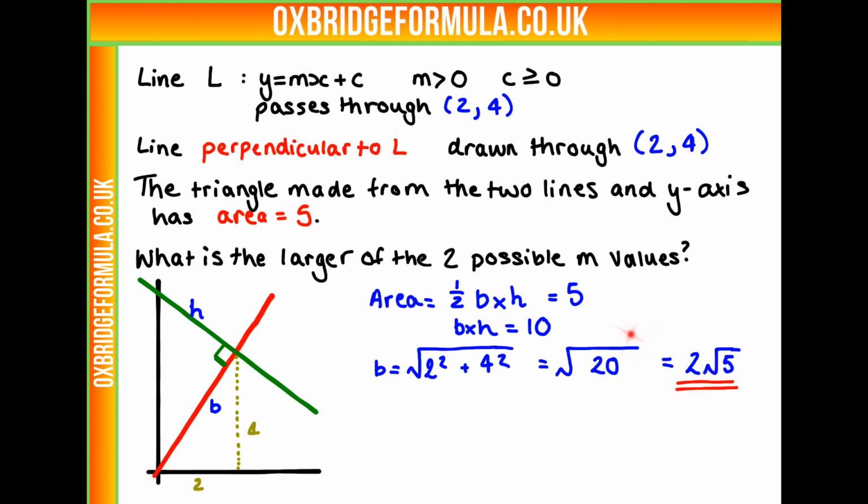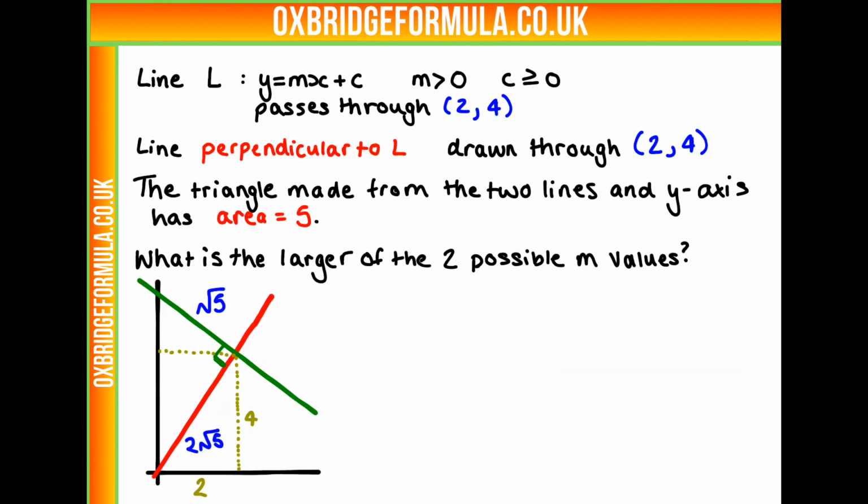And to work out h, we can use this equation here. We know that 2 root 5 times h is 10, and so h must equal 10 over 2 root 5, or simplifying that down, it's root 5. So I've put on our two lengths there.